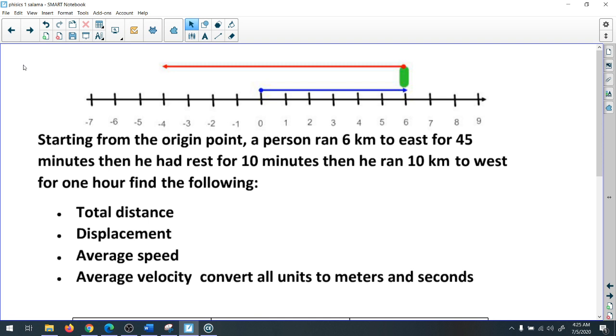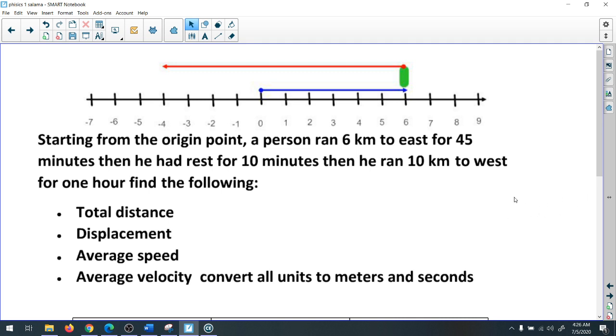Starting from the origin point, a person ran 6 kilometers to the east for 45 minutes. Then he had a rest, shown here in green, for 10 minutes. Then he ran 10 kilometers to the west for 1 hour. Find the distance, find displacement, find average speed, find average velocity, convert all units to meters.